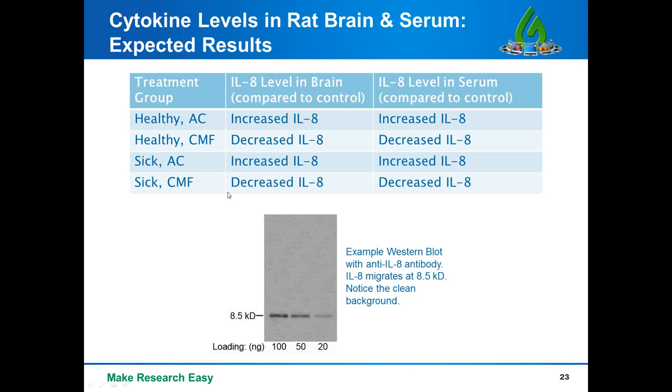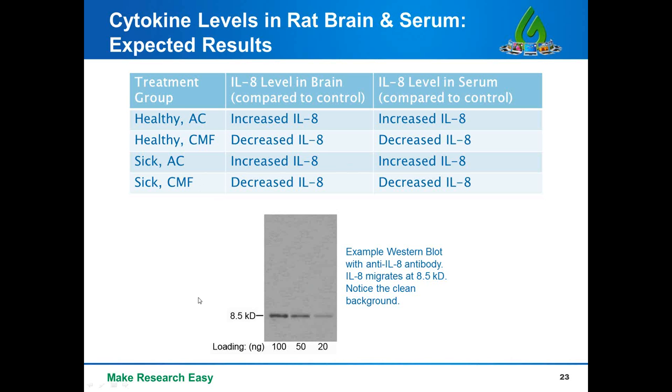But what would we expect to see in this particular experiment? Well, first of all, we know that the AC treatment has been shown to increase IL-8. So when we look in rat brain and in serum, we're going to expect to see increased IL-8, both in the healthy and the sick rats. And then the CMF treatment is supposed to decrease IL-8. So we should be able to see decreases in IL-8, both in rat brain and in serum, and the same changes in the healthy versus the sick rats.